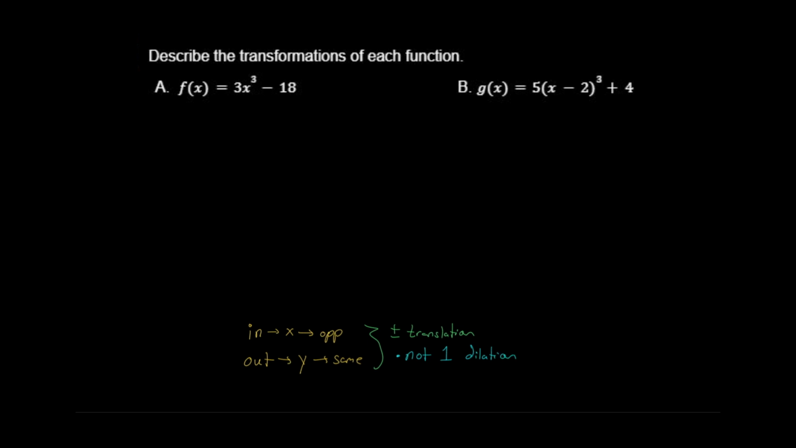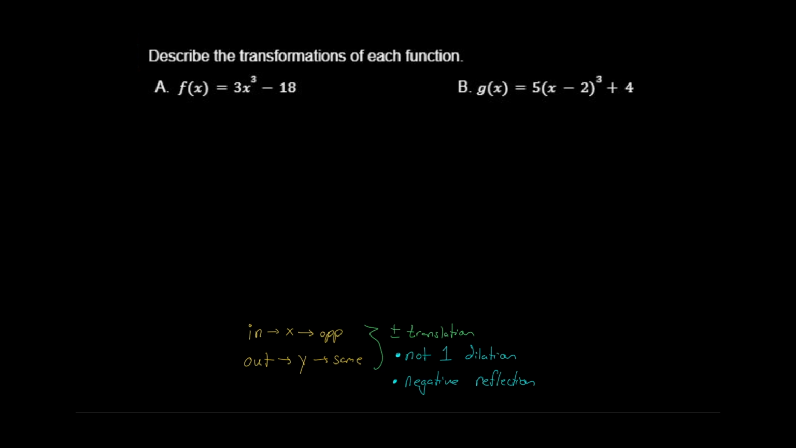I'm not sure if I spelled that right. I can't spell dilation. So that's multiplication. And if it's multiplication by a negative, it creates a reflection. So there we go. Those are the general things we've used with describing transformations before.